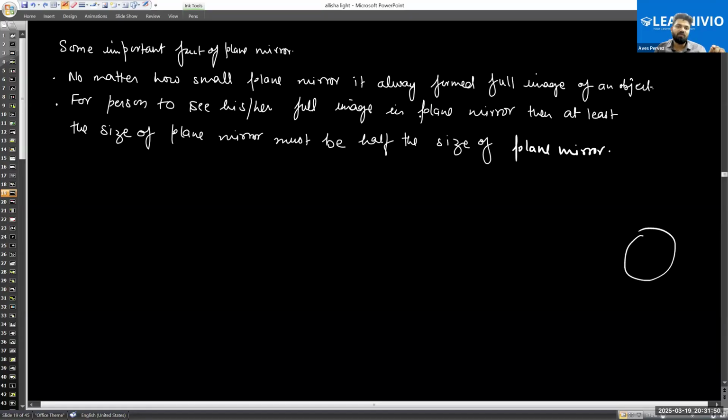Second, for a person to see his or her full image in a plane mirror, at least the size of the plane mirror must be half the size of the person. For example, if the height of a person is, let's say, 120 centimeters, then at least a 60 centimeter mirror will be required for that person to see his full image. Got it? So note it down.